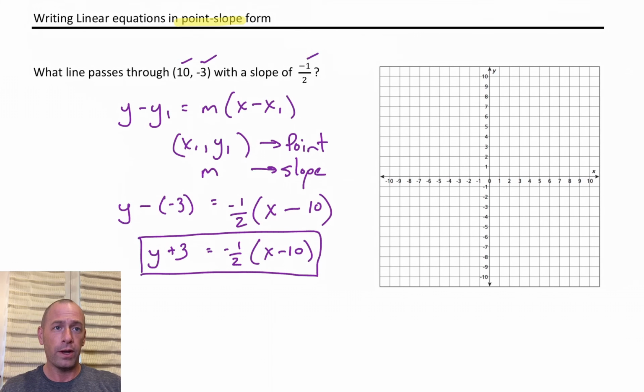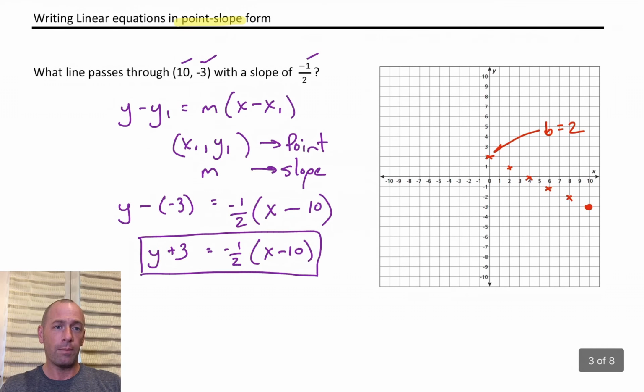We were given a point that this line goes through, (10, -3), and a slope of -1/2. That means every time x increases by 2, y is going down by 1. And I can plot all of these points to backtrack to the y-intercept. In this case, it's 2.